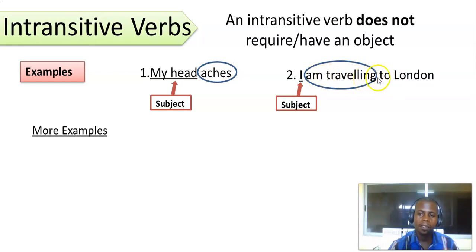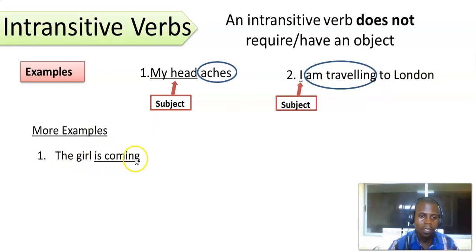It doesn't matter that there is a group of words or a word after the verb. What matters is, does the verb transfer an action? If it does, does it require a noun for it to have a complete meaning? Those are the questions that you need to ask. So I am traveling can stand alone. You don't need to add any object to it, any noun or noun phrase whatsoever, for it to make a complete sense. All right, so let's look at more examples.